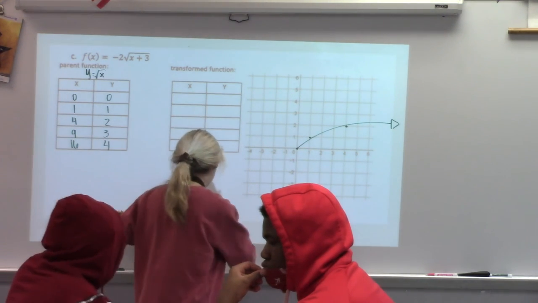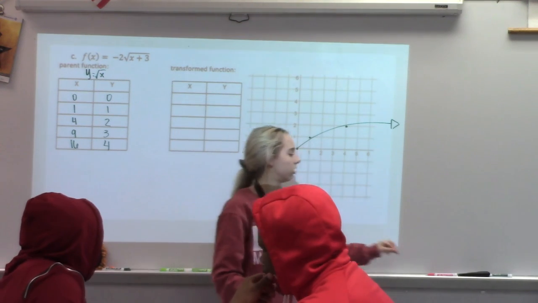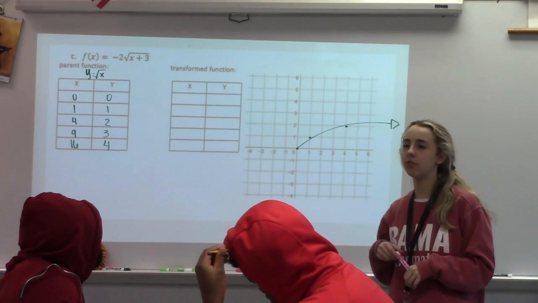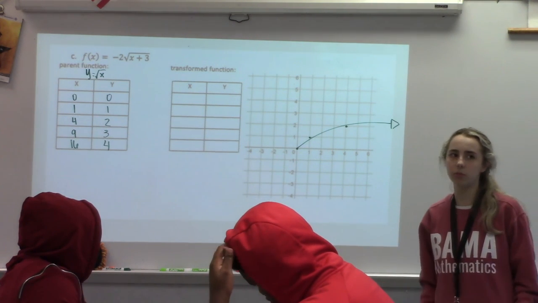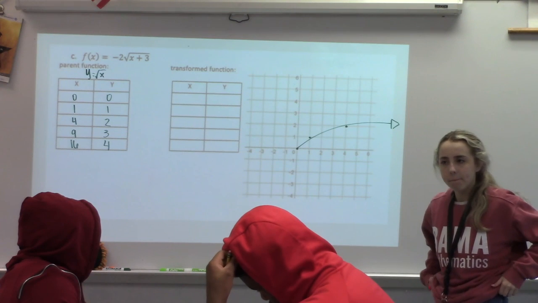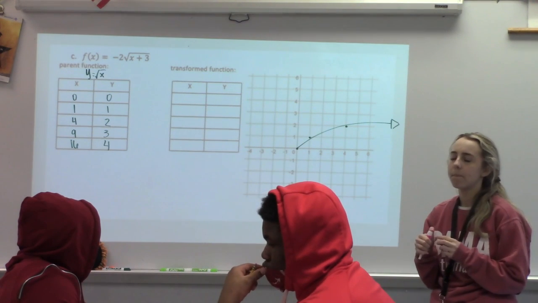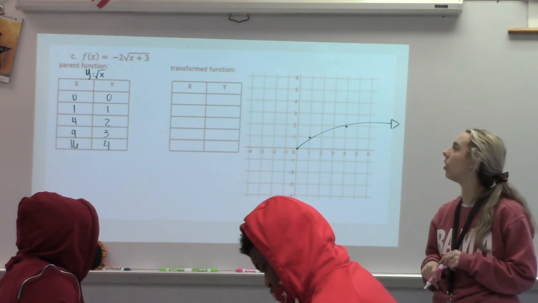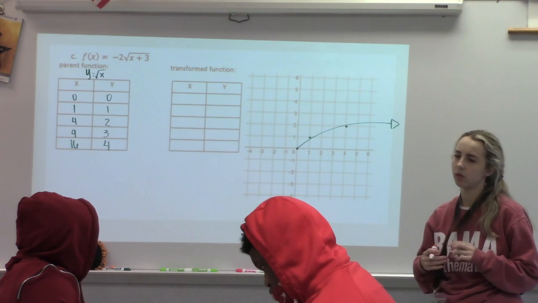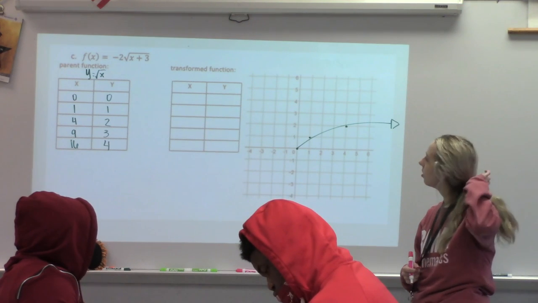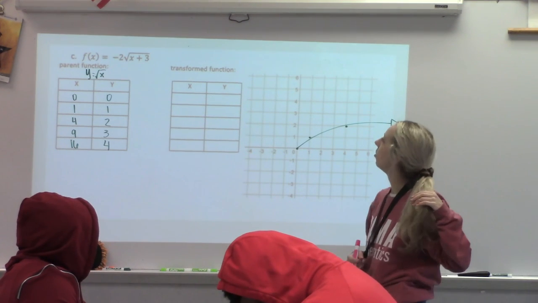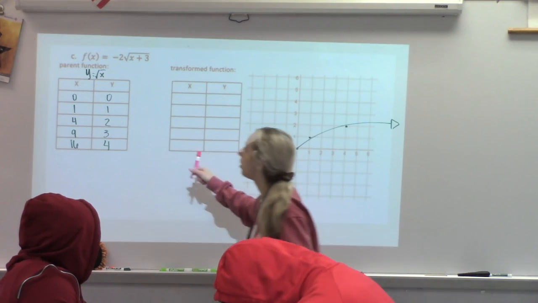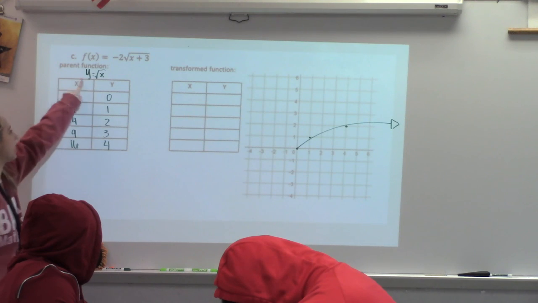Cam, can you tell me how my x values are going to be affected from this transformation? The h is being added by 3 inside of the equation main operation. Okay, so what kind of transformation is happening? Horizontal translation of 3 units. Okay, a horizontal translation left 3 units. So if I'm going to the left 3 units, what do I need to do to these x values?